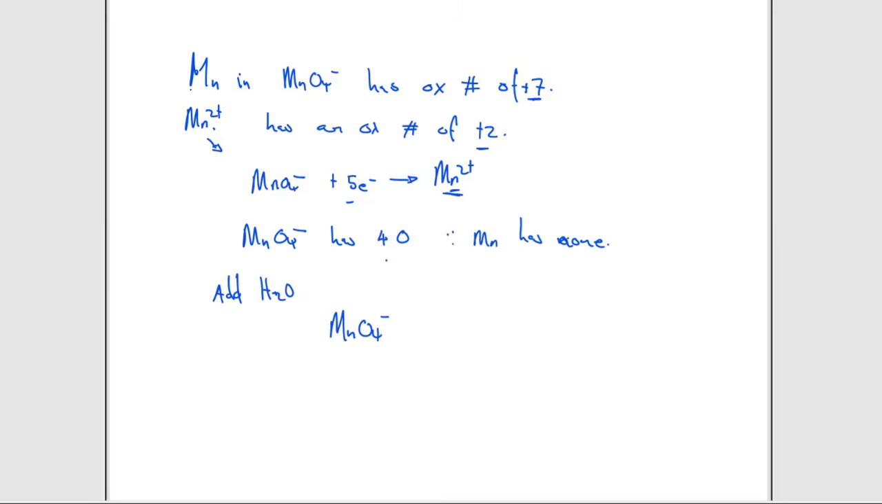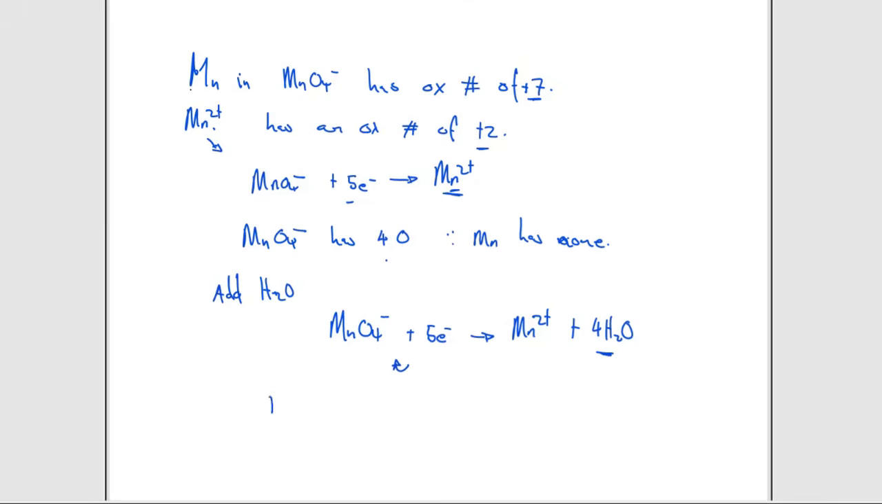MnO4 minus plus 5 electrons gives Mn2+ plus 4H2O, so as to balance the oxygens. Then now we have 8 hydrogens on our right. So what does that mean? To balance, we should also add 8 H+ on the other end.